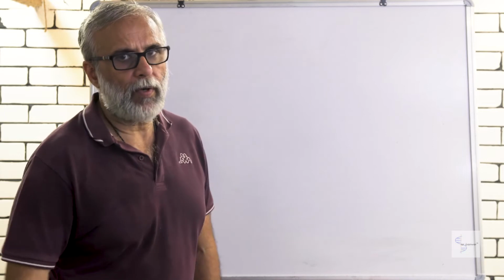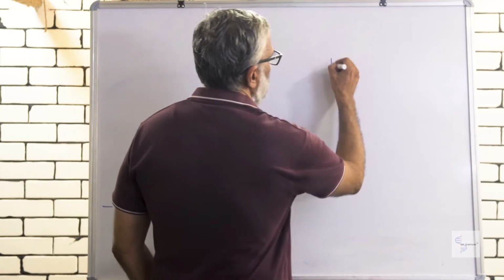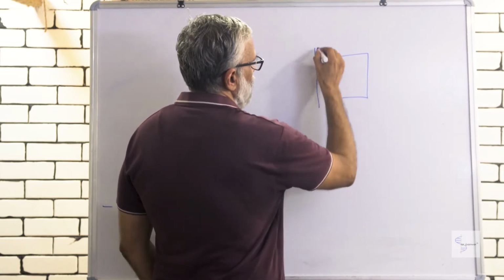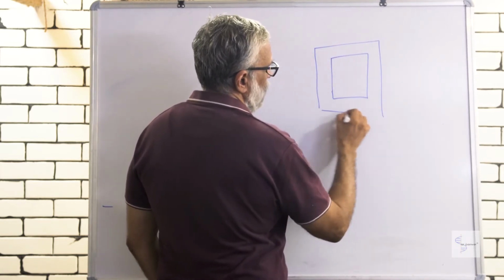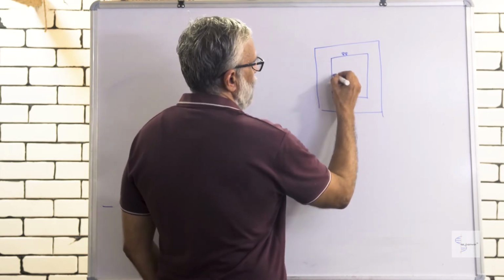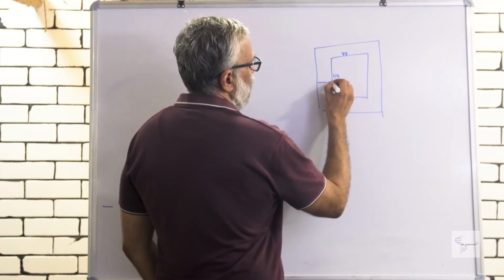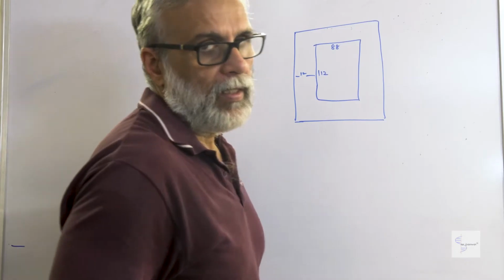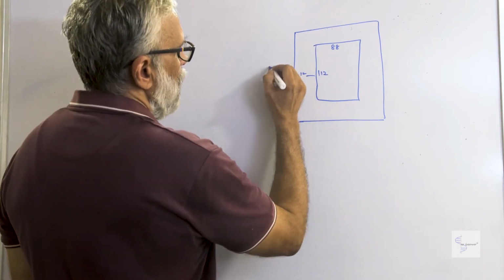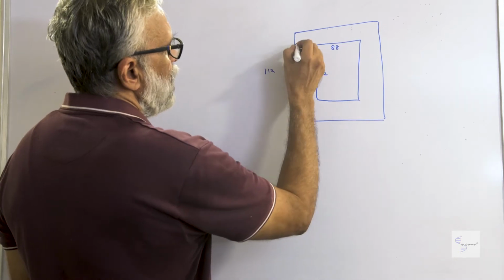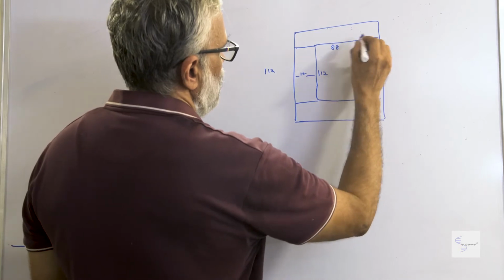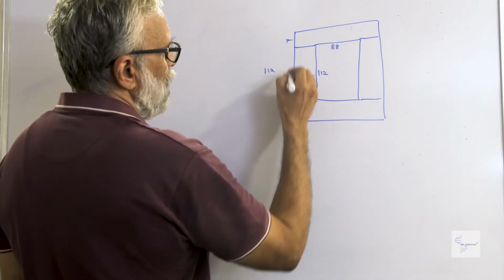Let's solve this problem geometrically. You see the outer rectangle minus the inner rectangle. The inner rectangle dimensions are given as 88 and 112, and the width of the path is 12. The outer dimensions can be arrived at by nothing but 112 plus this 12 and this 12.